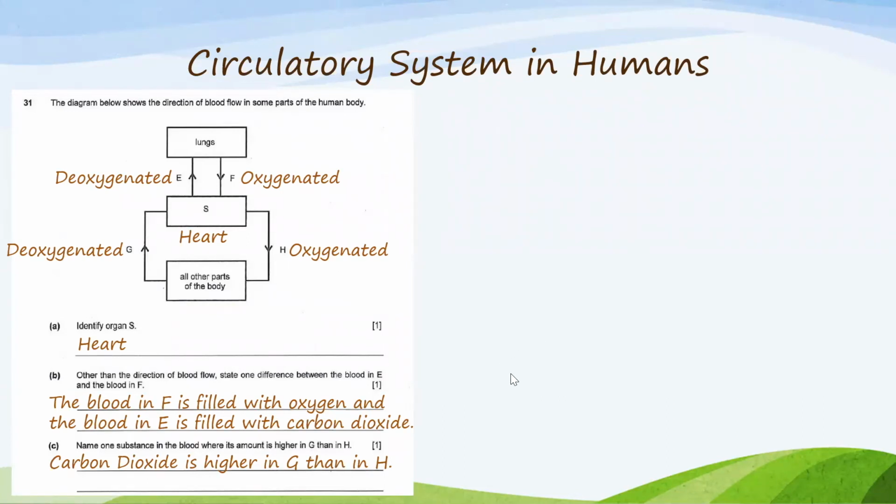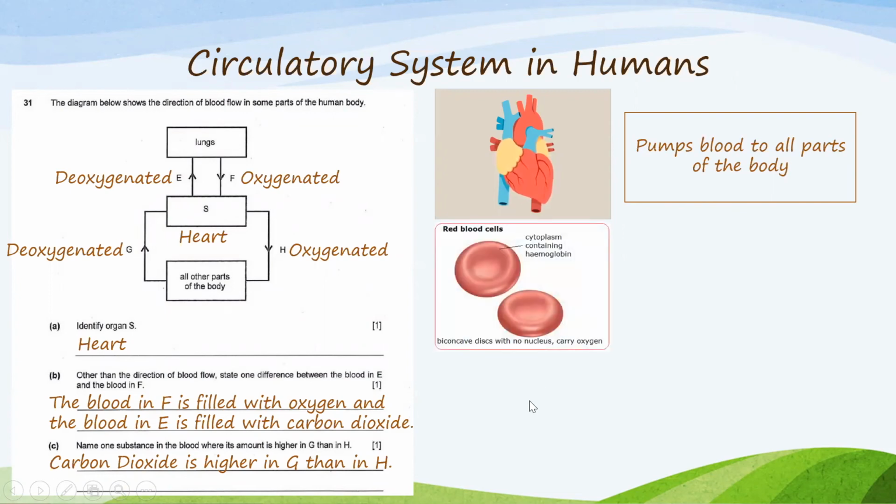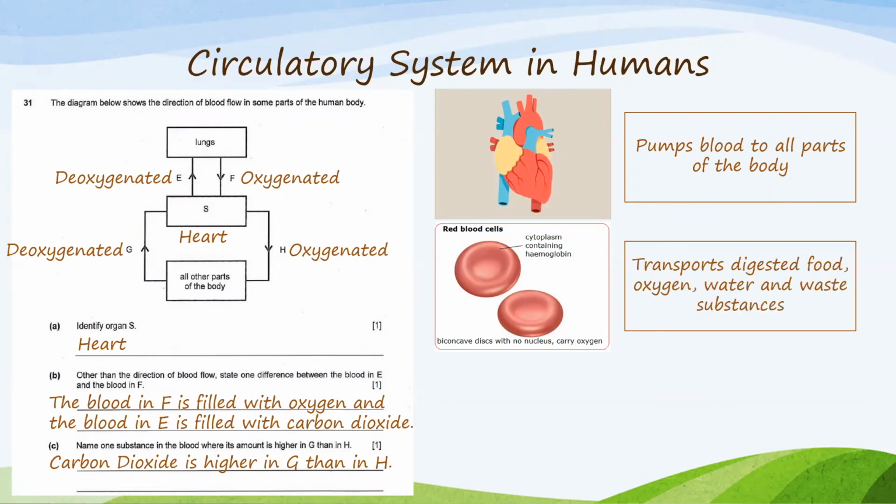So what are the different parts in the human circulatory system? There are three major parts. The first is the heart. What's the function of the heart? It is to pump blood to all parts of the body. The second major part is the blood. The function of the blood is to transport digested food, water, and waste substances to the rest of the body.